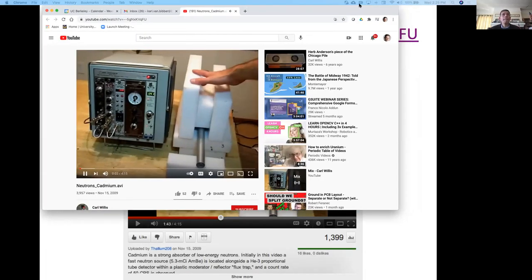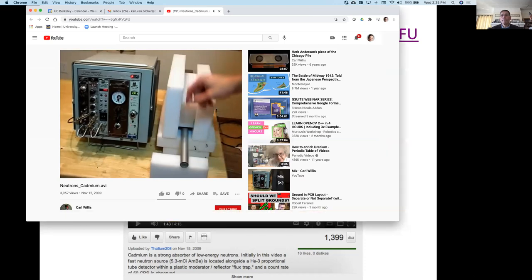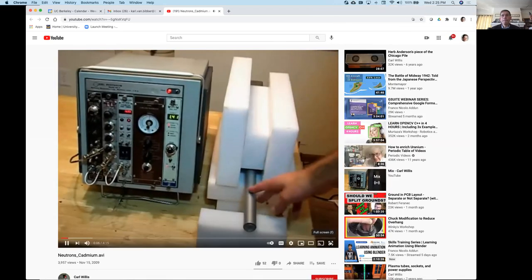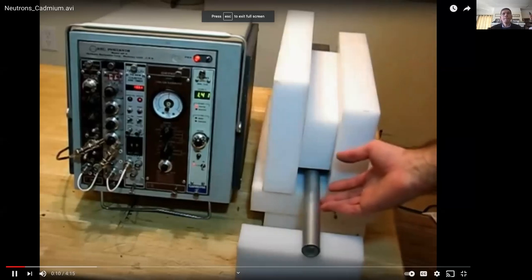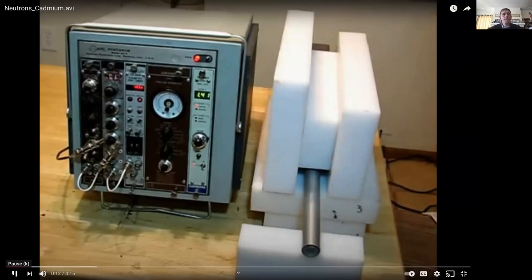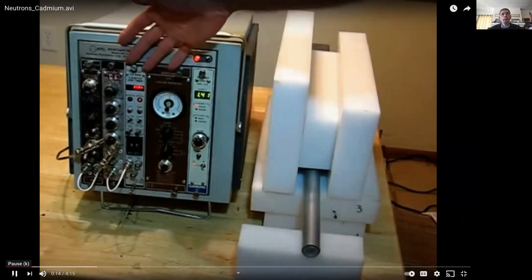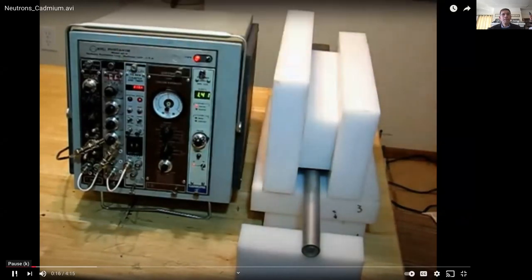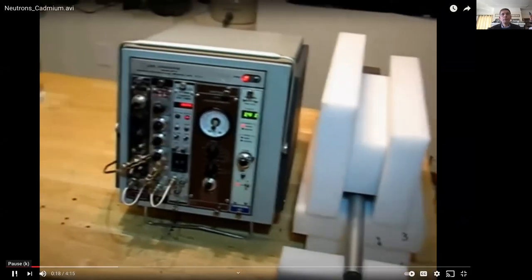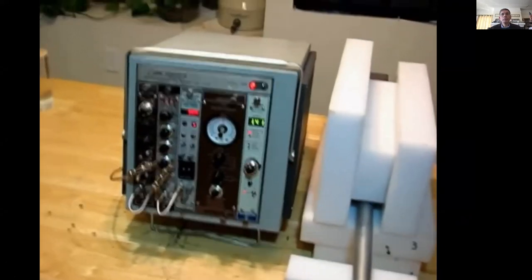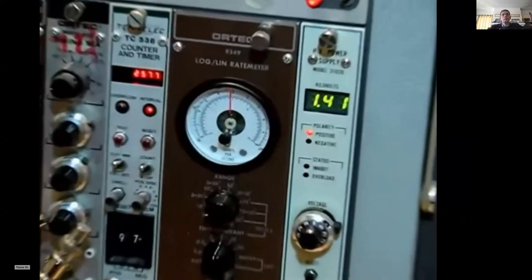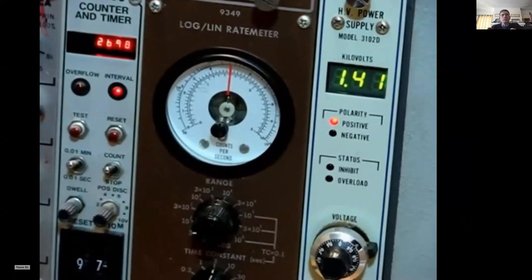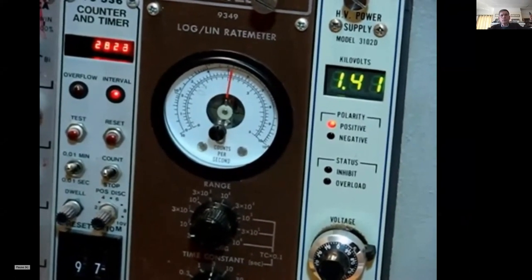These pieces of plastic surround a slow neutron detector that consists of helium-3 gas in a proportional tube. And this electronics over here is counting the response of that tube to neutrons. Here we see the meter is showing about 50 neutrons per second, or about halfway up the scale.